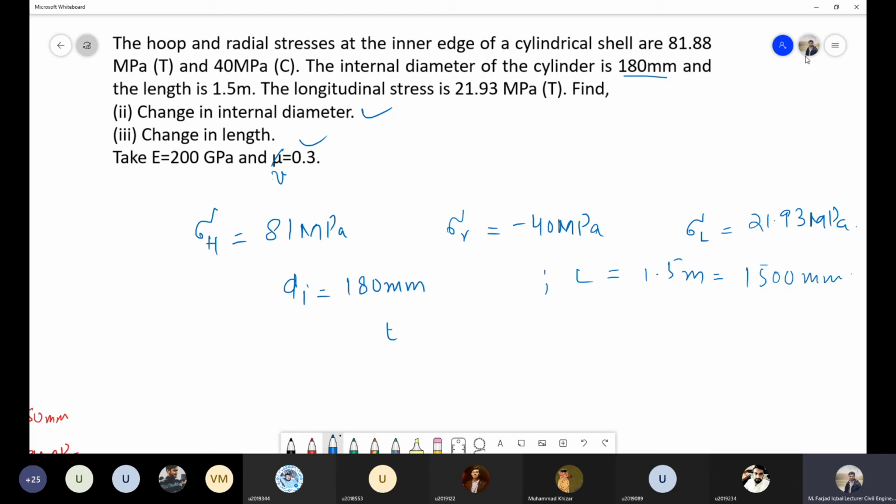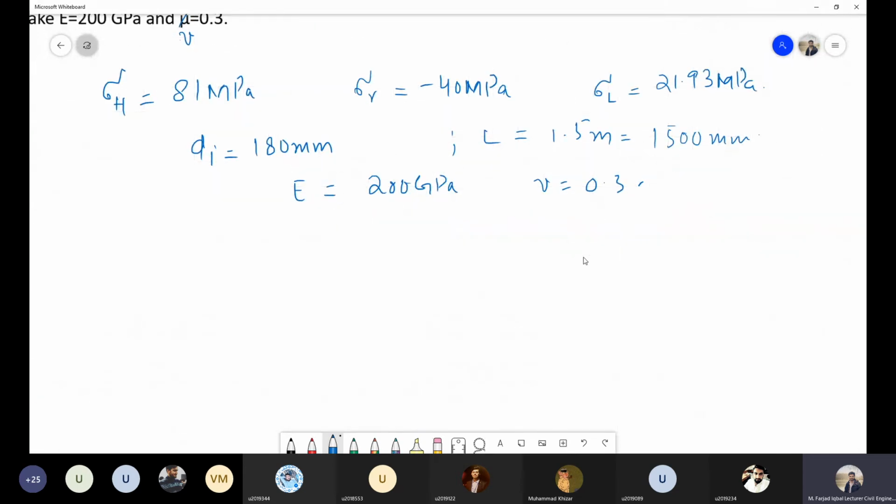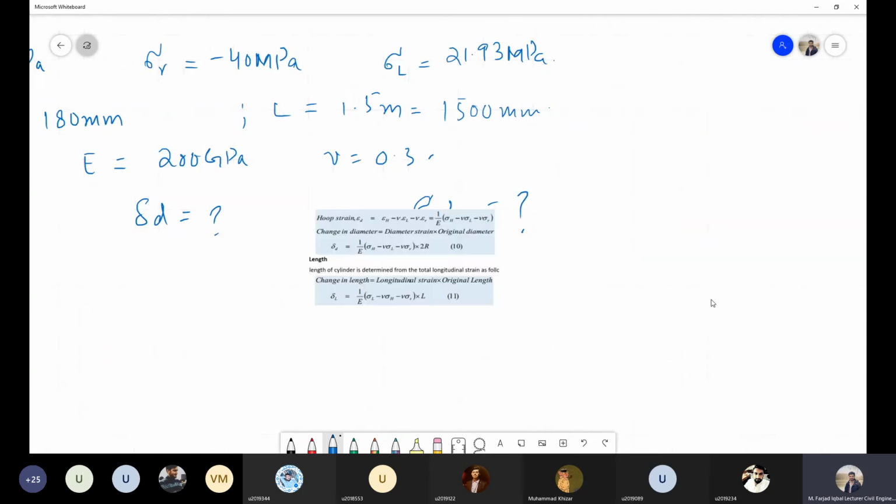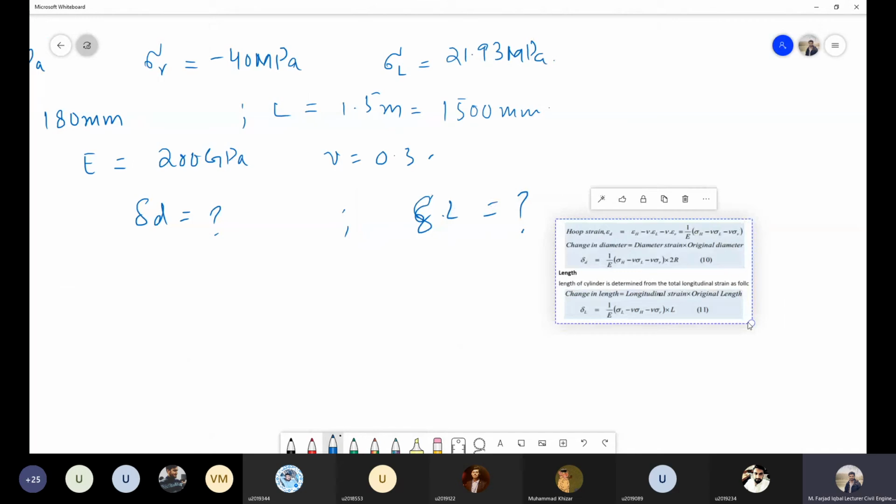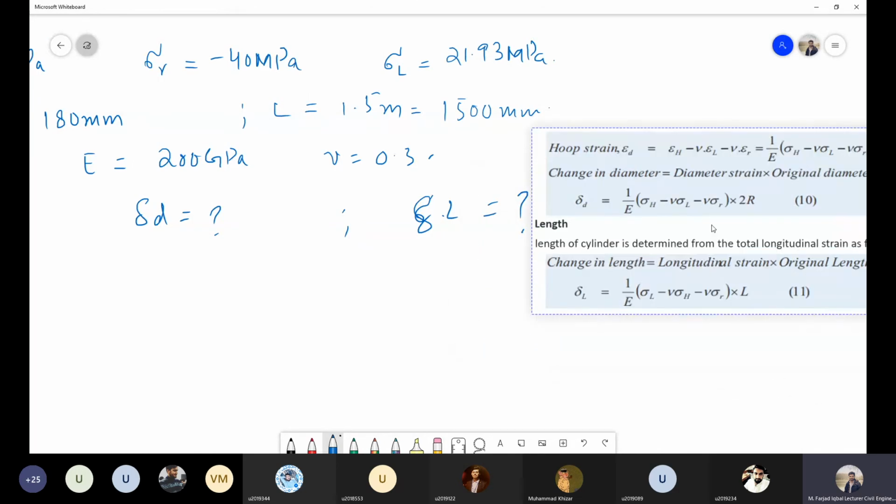And the value of E is given to us as 200 gigapascal and nu is 0.3. Now, just now we derived two relationships for the calculation of change in diameter and change in length based on these stresses. So if I again just copy those over here, these are the correlations for the calculation of change in diameter and change in length.